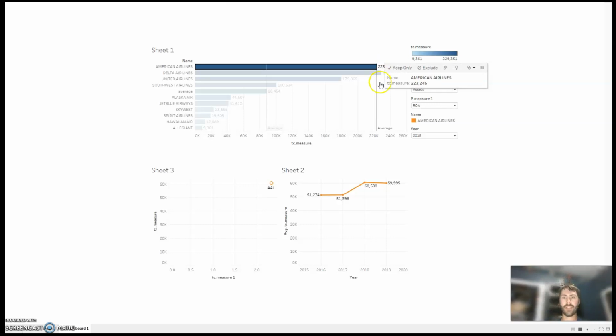223,245 in the measurement, and then in the line graph, American Airlines at 2017, 51,396, and then the scatter plot is American Airlines, ticker is the AAL, and that's this little few letters right there signifying that.